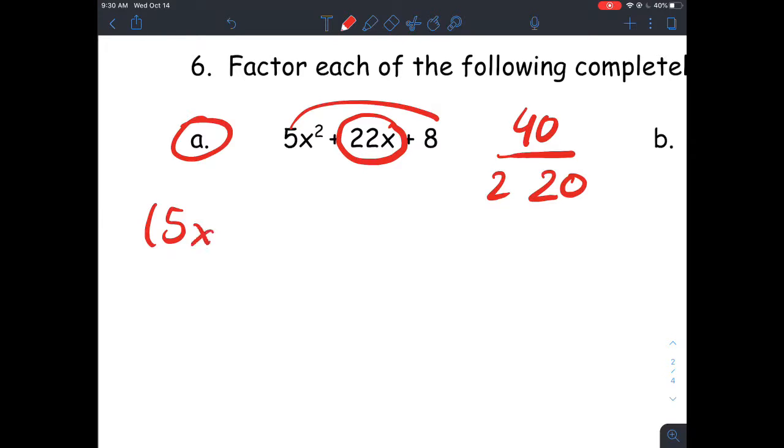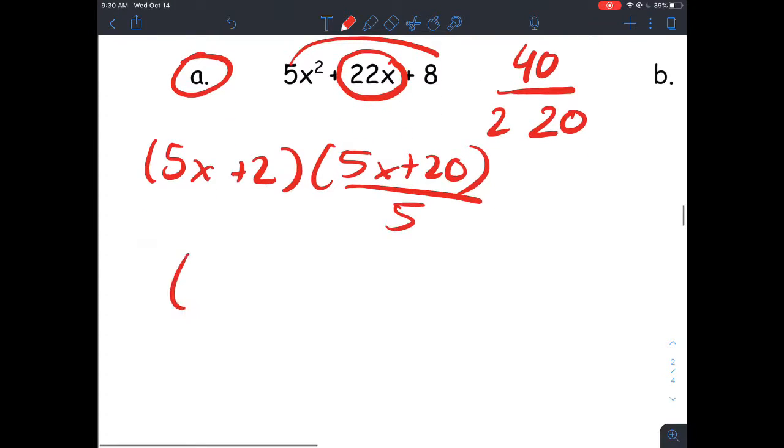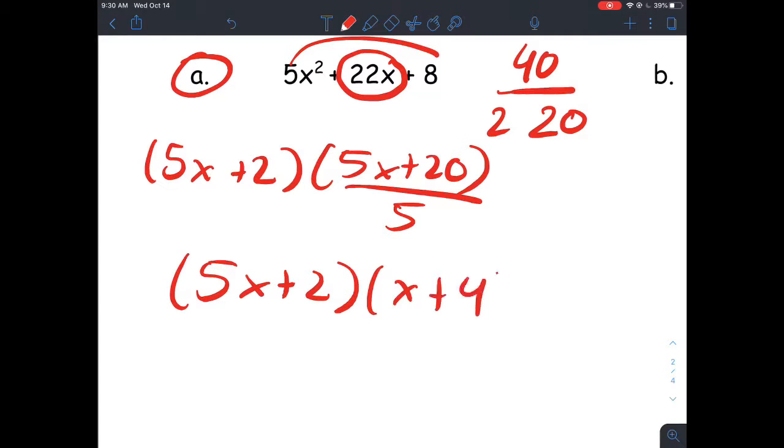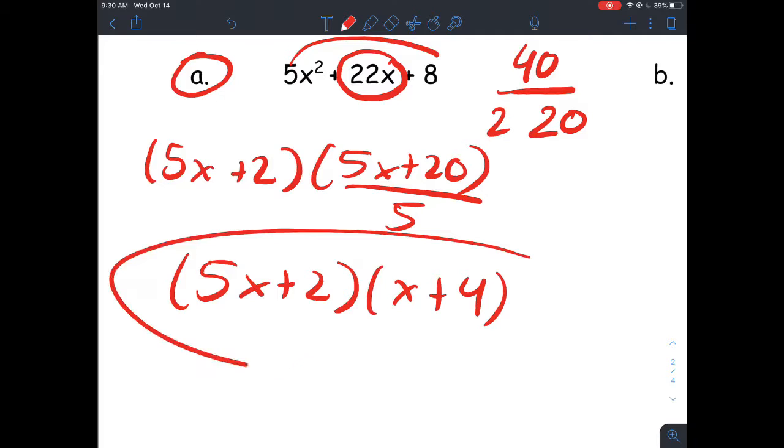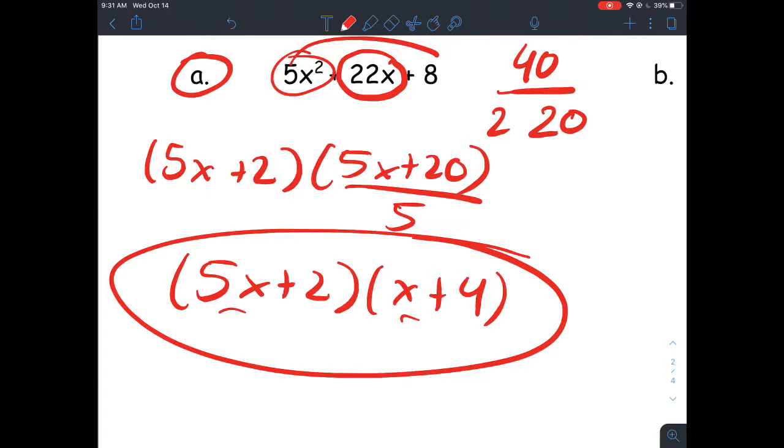We get 5x squared plus 2. Oh, I'm sorry, 5x plus 2. And then 5x plus 20. We're going to take a 5 out of this guy, so we get 5x plus 2 and x plus 4. So that would be our answer there. We could always check. 5x and x gives us our x squared, right? So we're good to go.